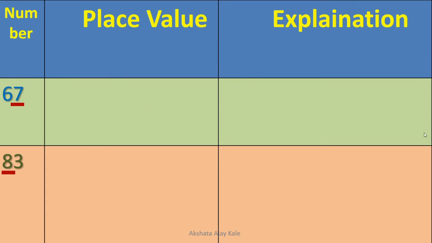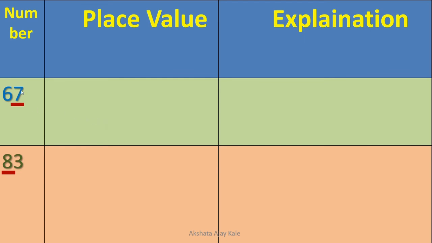Here again we can see the table. Numbers are given and some numbers have underline. Right? Here 67 is there. 7 has underline. And here 83 is there. 8 has underline. Now here what we have to do? We have to write the place value of underlined number, and in this column we have to give the explanation. Okay, we will go through.